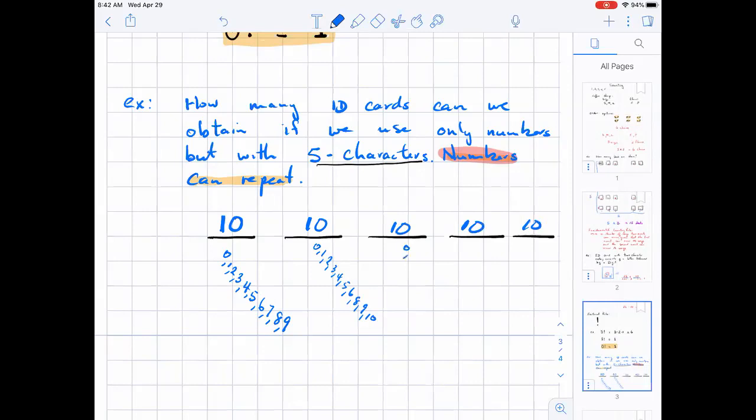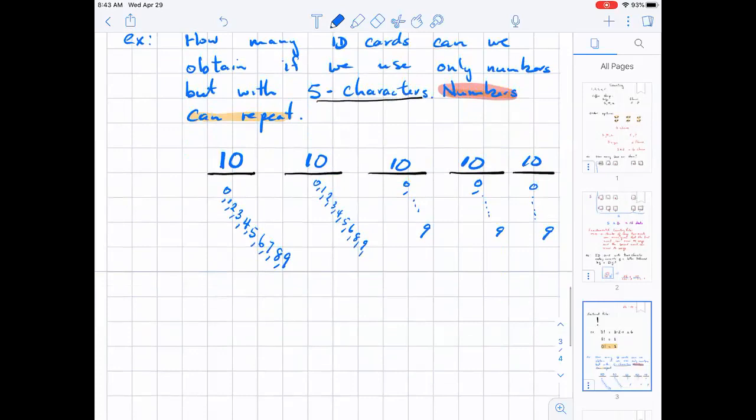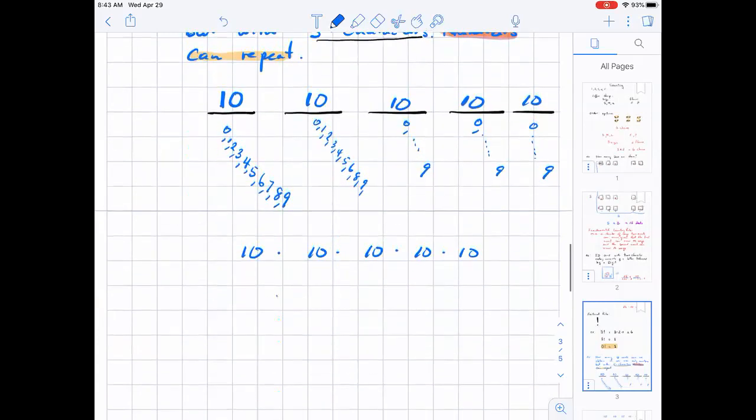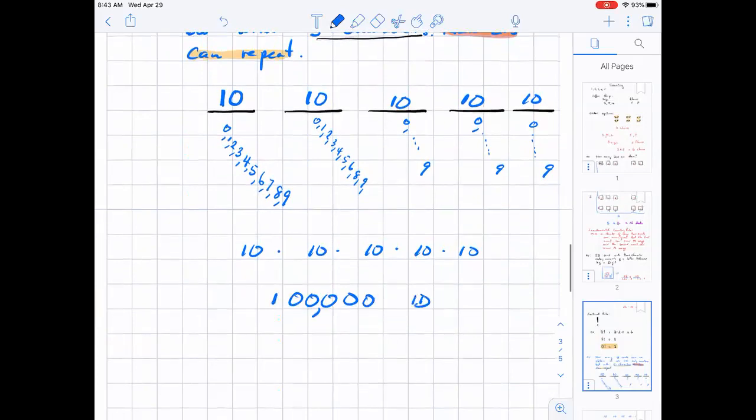So each one of these, you're going up to 9, 0 through 9. Then here you'll have the same thing, 0 through 9, and here you'll have the same thing, 0 through 9. So this means we have 10 times 10 times 10 times 10 times 10, which is 1 and 5 zeros. So we can create 100,000 ID cards.